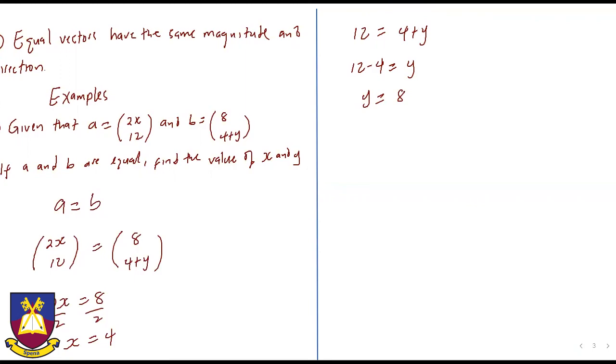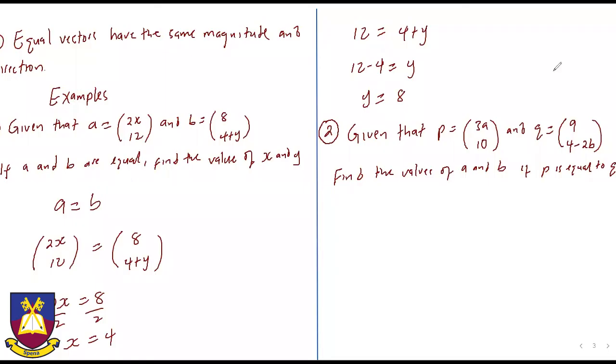Let's look at the next example. Given that P is equal to (3a, 10) and Q is equal to (9, 4 - 2b), find the values of a and b if P and Q are equal. Now we know that P and Q are equal or equivalent, so we shall equate them. We have (3a, 10) should give us (9, 4 - 2b). So we're going to equate this to this. We have 3a is equal to 9, divided by 3, a is 3.